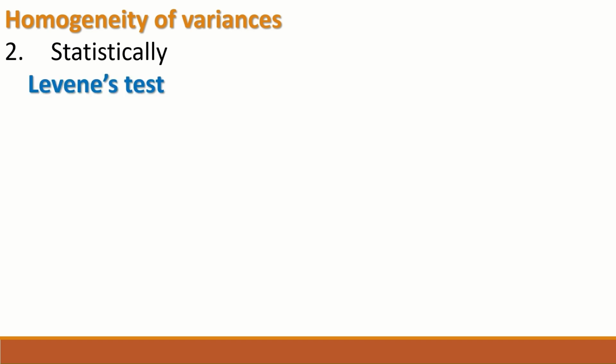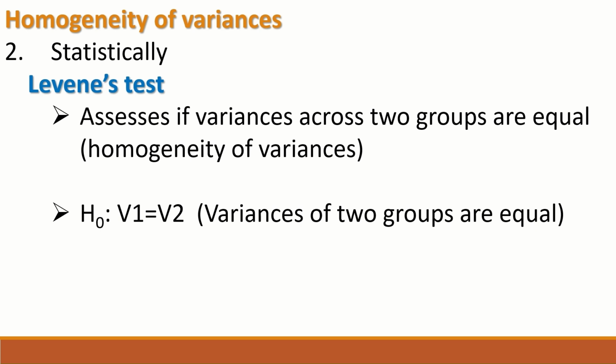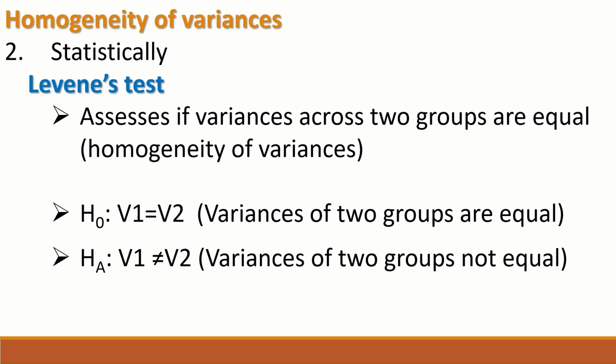A second way is a statistical method, using Levene's test for homogeneity of variances. The test will assess if the variances across two groups are equal, which means homogeneity of variances, by generating two hypotheses. The first, the null hypothesis, states that the variances of the two groups are equal. The other, the alternative hypothesis, states that the variances of the two groups are not equal. Then if the p-value is less than 0.05, reject the null hypothesis.